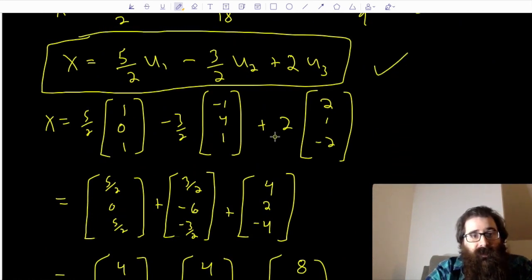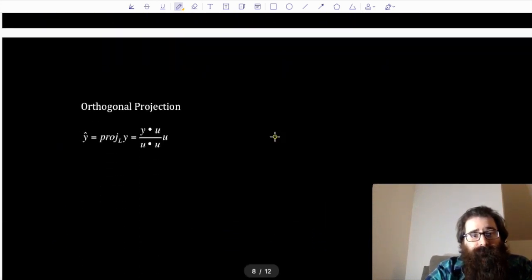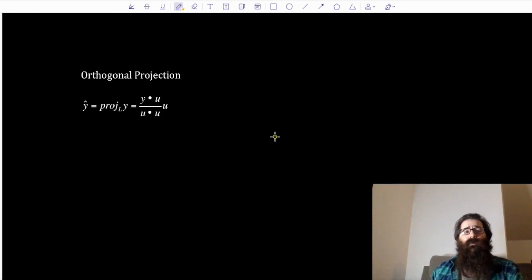So we can write our vector x as a linear combination of our basis vectors. Let's talk about orthogonal projections. So y hat, defined as the projection of vector y onto the line L, which I'll describe in a bit, is equal to y dot u divided by u dot u times vector u. But there are some descriptions that I want to make here.